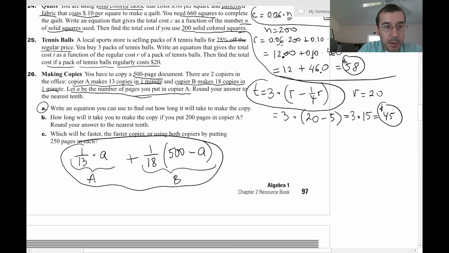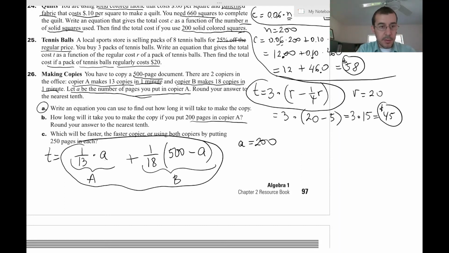B, how long will it take you to make the copy if you put 200 pages in copier A? So if A is 200, then how long will it take you, right? So the time, this is the time. So we just have to basically multiply these out. So let's use the calculator.